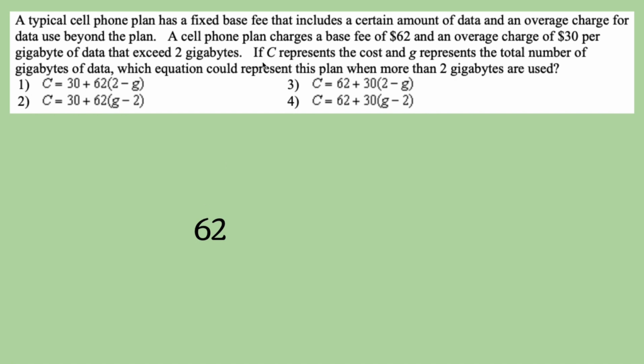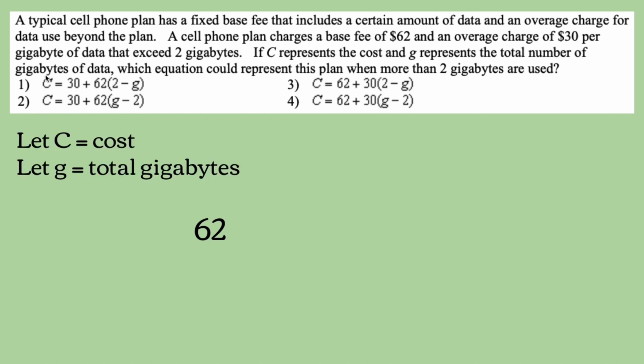But first of all, we're going to get our variables out of the way. So they said that C is the cost and G represents the total number of gigabytes. So we're going to label those. Next, we can get a clue from the answer choices because all of them start with C equals. So we know that our equation has to start with C equals. But the reason why is because 62 and 30, these are all units of money. So we know that our total amount is going to be the cost. So we're going to have C equals.